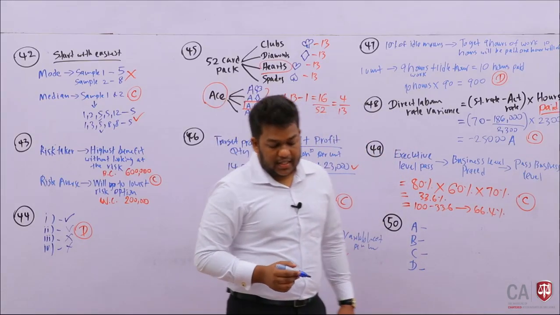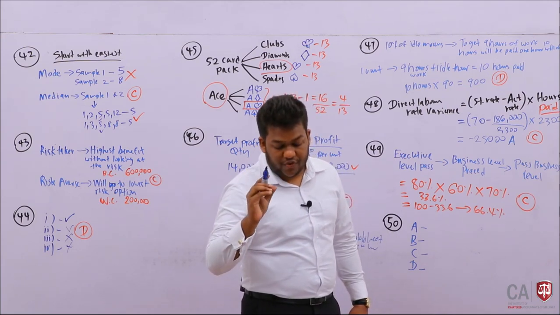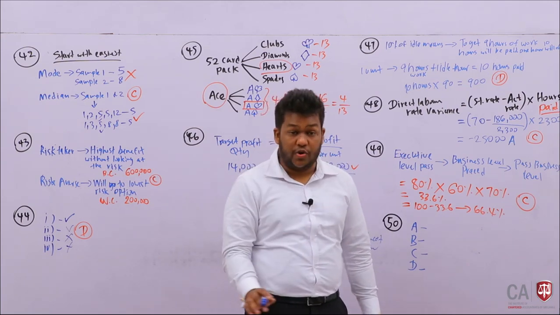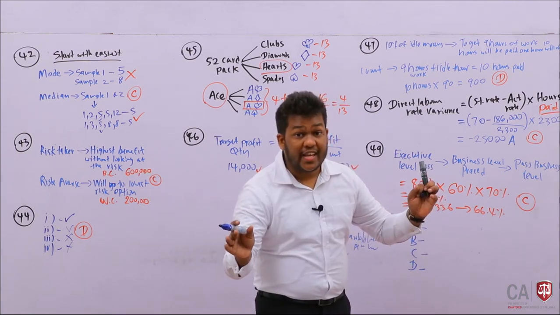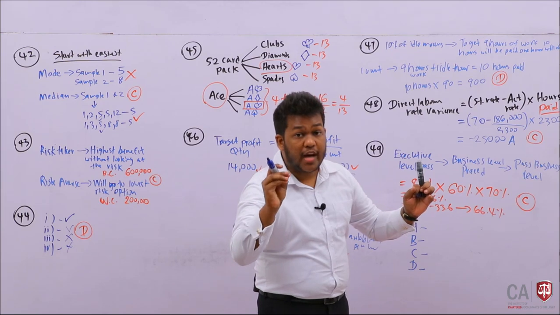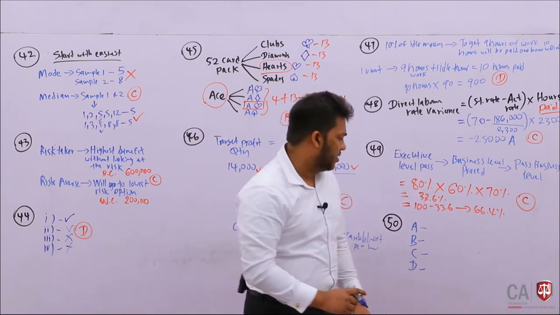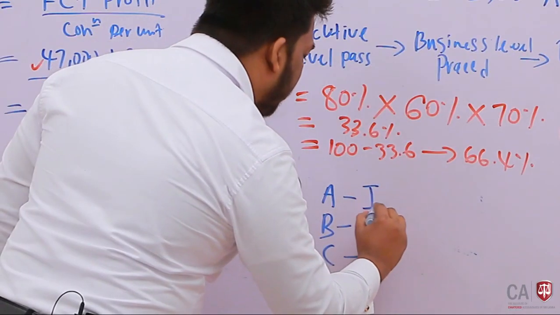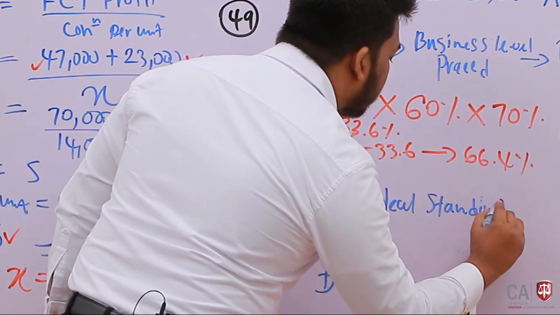A means what? A standard set at an ideal level which makes no allowance for normal losses, waste and machine downtime. No allowance. You cannot have any losses. It's like getting 100% marks for the BL6 management accounting. Ideal. Perfect. So this is what kind of a standard? This is ideal standard.